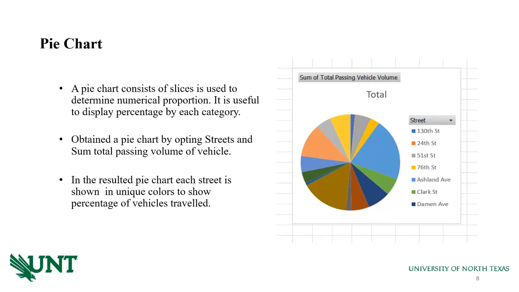In the resulting pie chart, each street is shown in unique colors to show the percentage of vehicles traveled, in which it shows that Ashland Ave Street has the highest percentage of vehicles traveled.